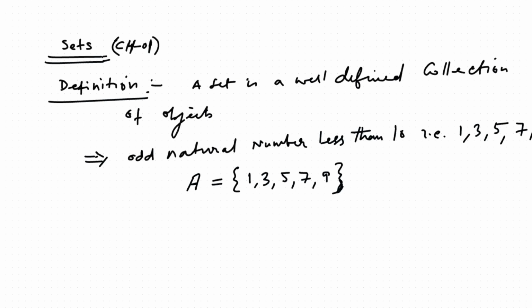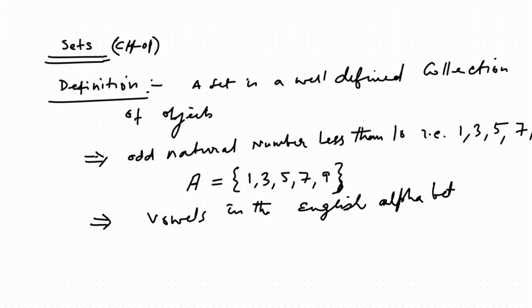We can take another example. Let us say the vowels in the English alphabet. What are they? A, E, I, O, U. So I hope the definition of set is clear.